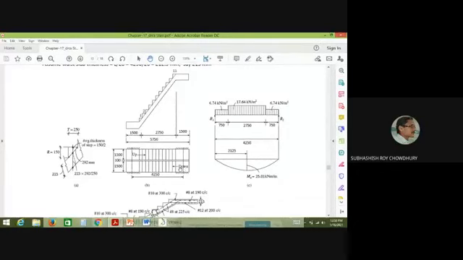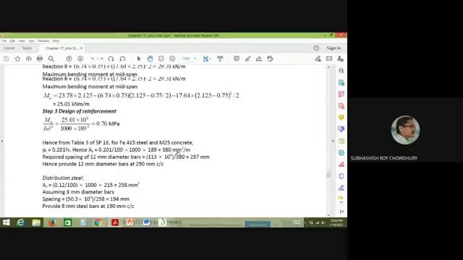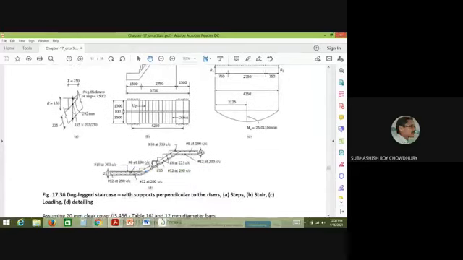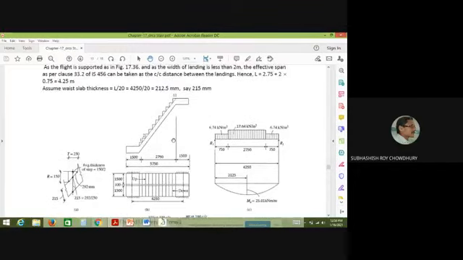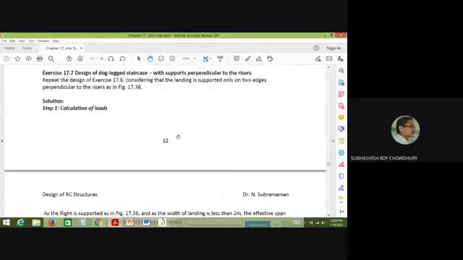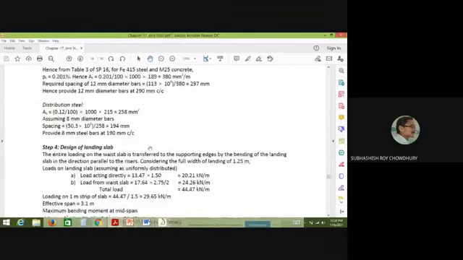Just a minute. What are they telling at this one? Actually, the concept is this one. Whatever you have analyzed, R1 and R2 you can calculate. So R1 and R2 will be acting over this slab as a UDL, and it will be supported here and here, from which you may calculate the moment developed there. So this is the main idea. Let me find out what they have calculated here.